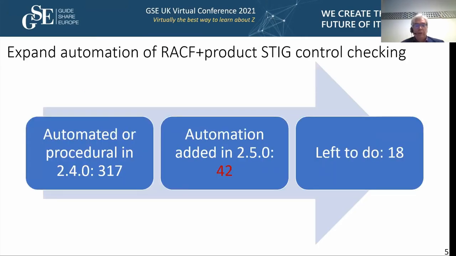What we have done in the past 2 years, well, we have added automation for another 42 STIG controls. 2 years ago, we had 2.4 with z/OS 2.4, and then we had automation or procedural controls, 317 controls. Now we added 42 that are automated. In the future, there are 18 that we might further automate, or we won't do it. That depends a bit on how old the software is that they are talking about.